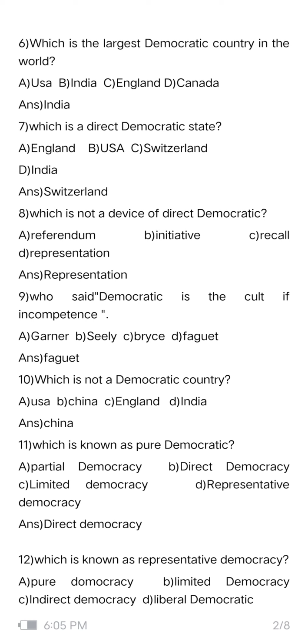Next question is, which is a direct democratic state? Options England, USA, Switzerland, India. Right answer is Switzerland. Switzerland is a direct democratic state.